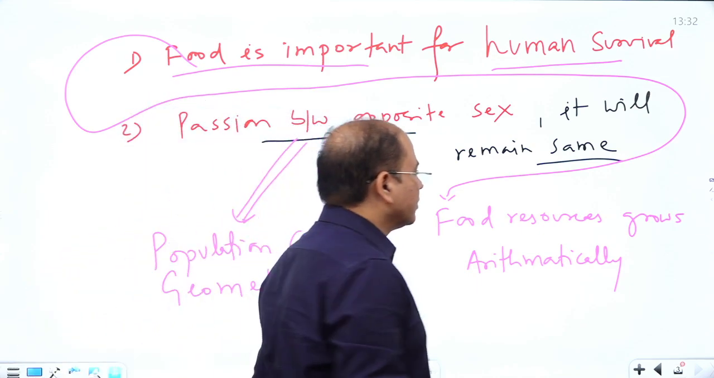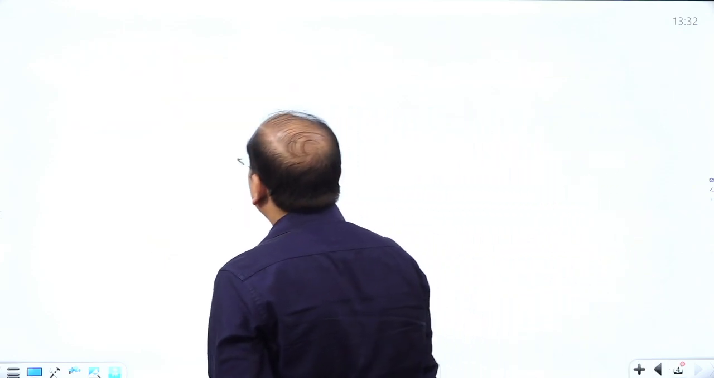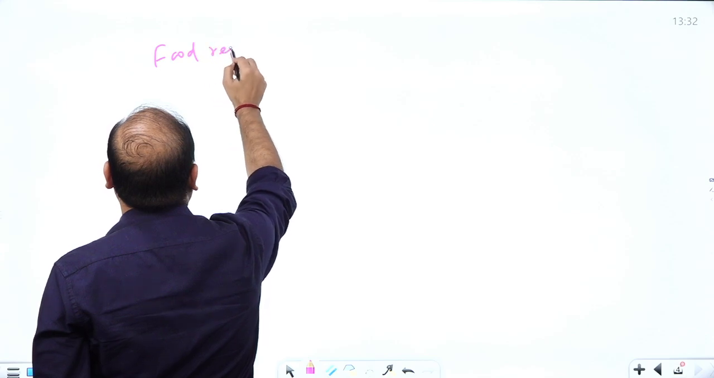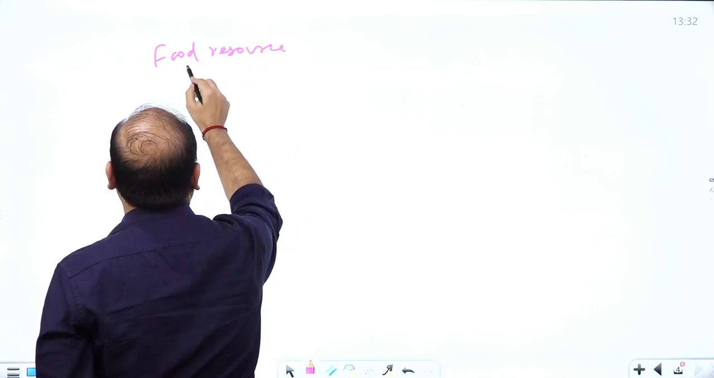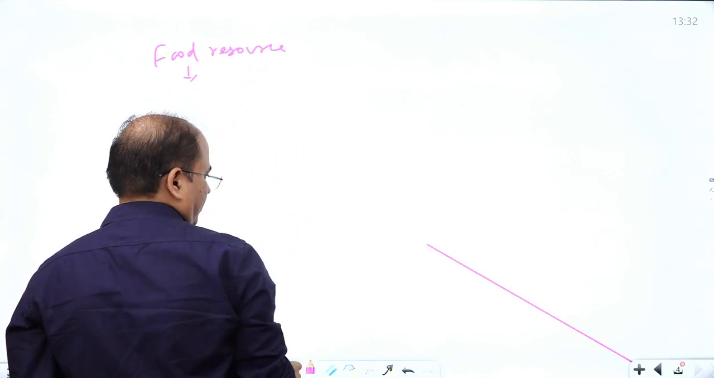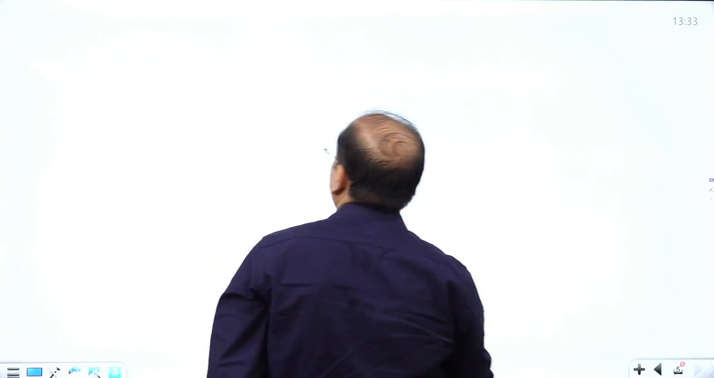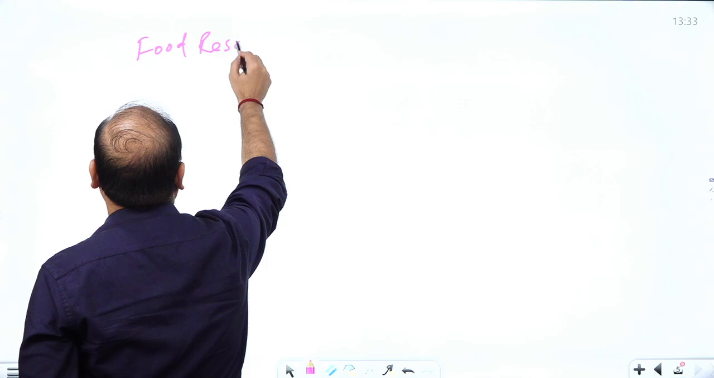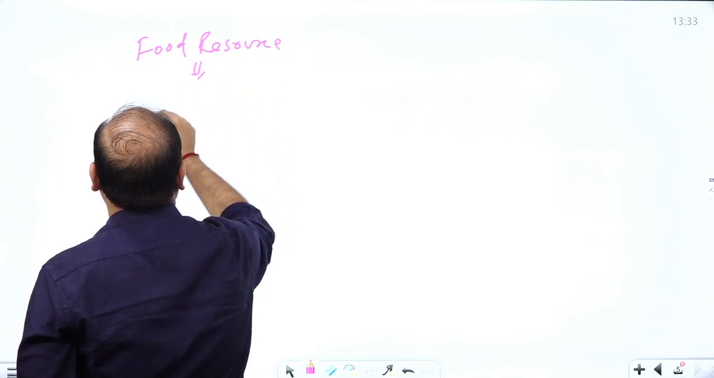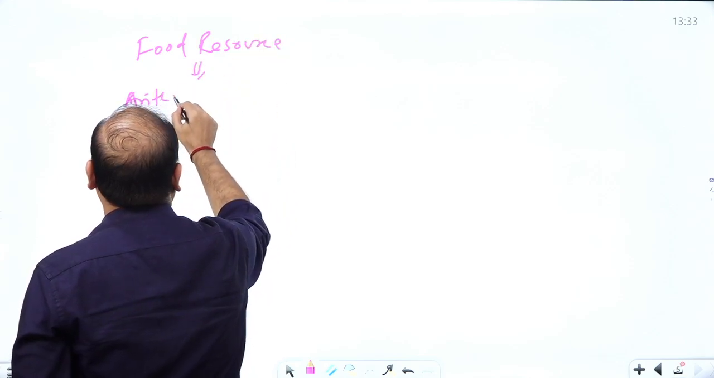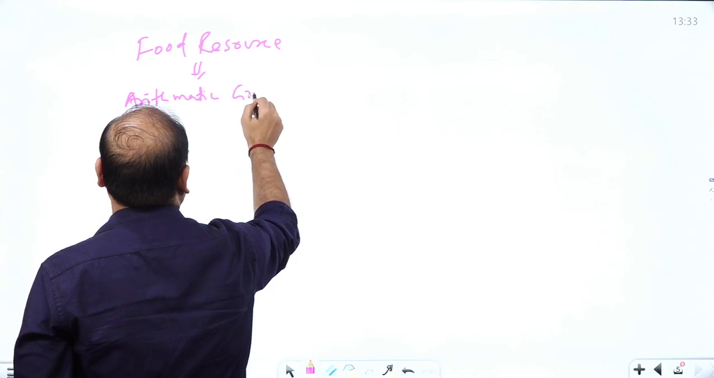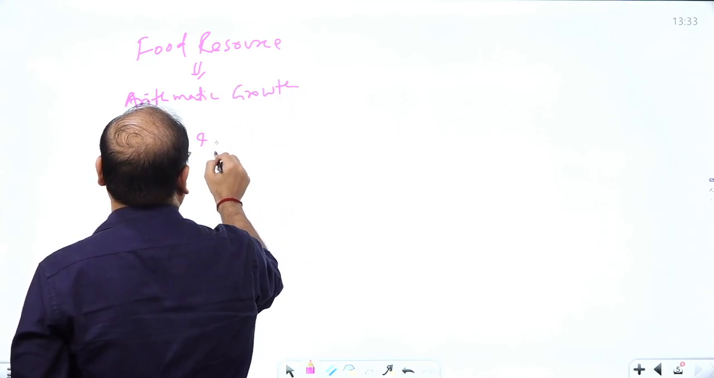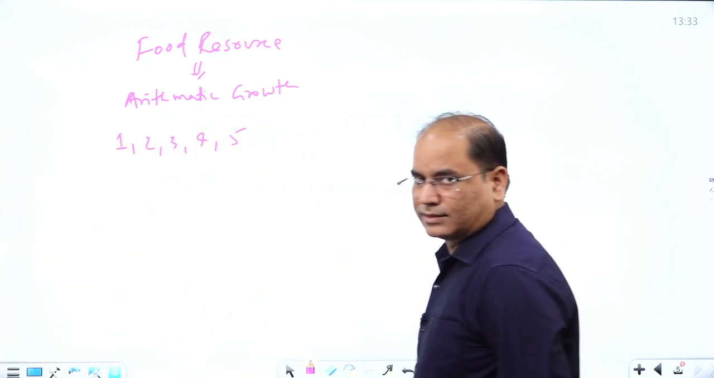तो पूरा का पूरा जो concept है Malthus का, that remains on this basic premise कि आपका जो food resource होगा, it will grow, it will witness arithmetic growth. What is this arithmetic growth? Let's say 1, 2, 3, 4, 5 in this manner.